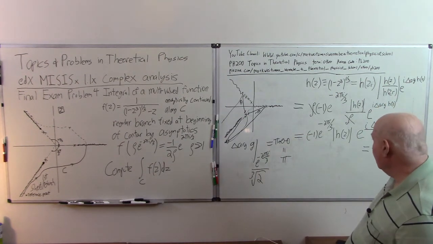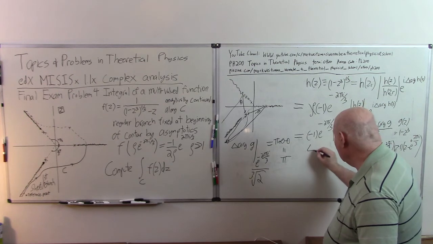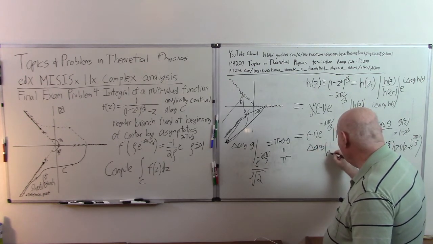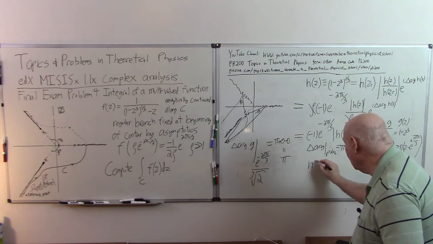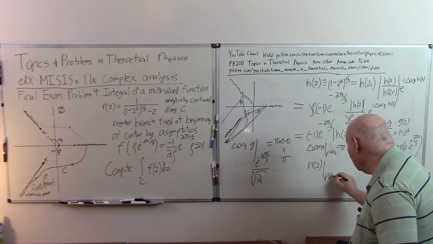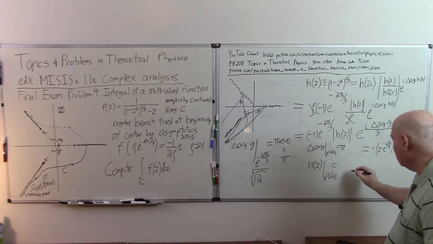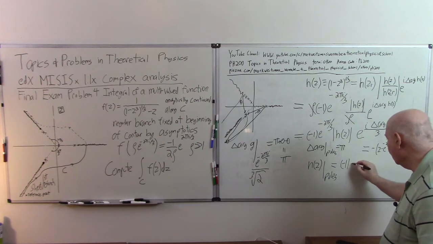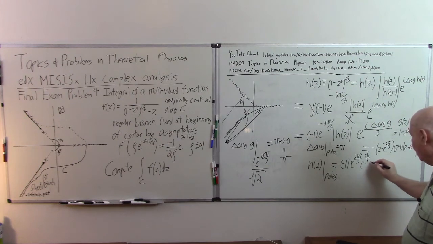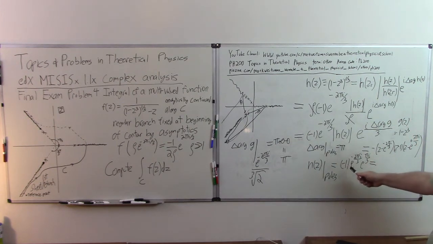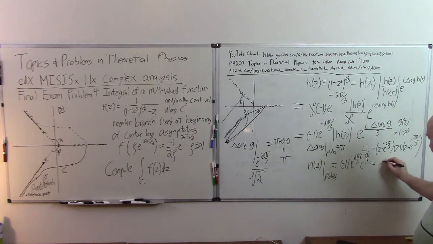Consequently, del arg at the poles is equal to pi. And now, using this formula, we get h of z at the poles equal to minus 1 times e to the minus 2 pi i over 3 times e to the pi i over 3. Minus 1 is e to the pi i. So I have 3 pi i over 3 minus 2 pi i over 3 is pi i over 3, plus pi i over 3. We're going to get e to the 2 pi i over 3.